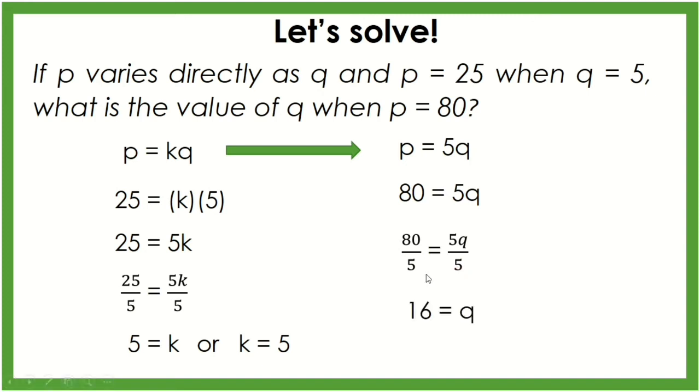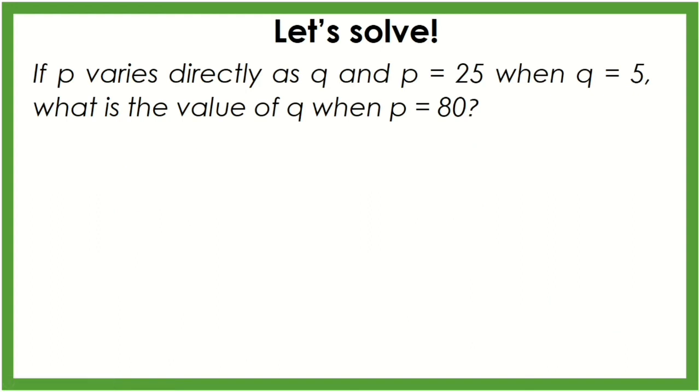We have 80 over 5 is 16. And then, we have 5Q over 5 is Q. Or, we have Q equals 16. Therefore, the value of Q is 16 when P equals 80.